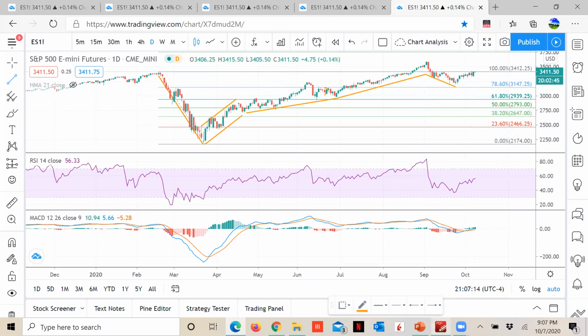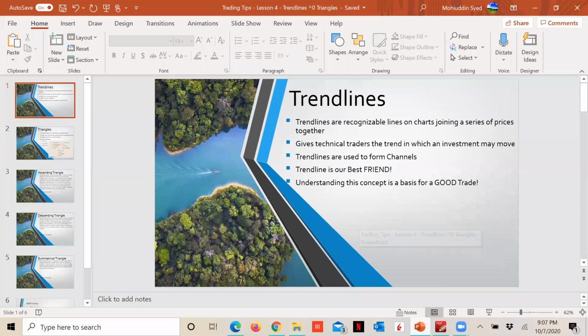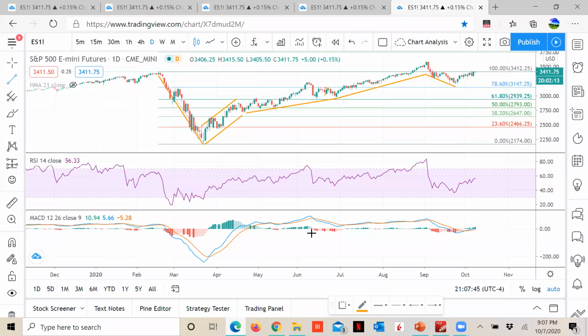So again, just to recap for the folks who just joined, we started with trend lines. And these are just lines that are drawn on charts, joining a series of prices together. With a couple of trend lines, you can form a channel. Understanding this concept is pretty important. Why? I will show it to you in a second.